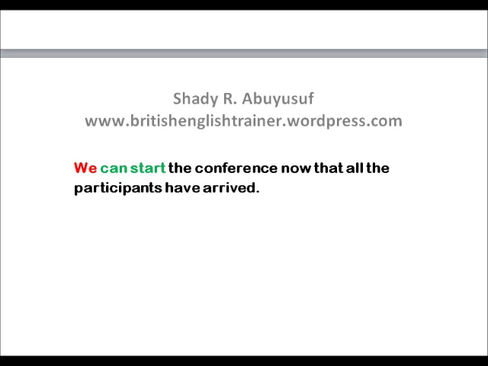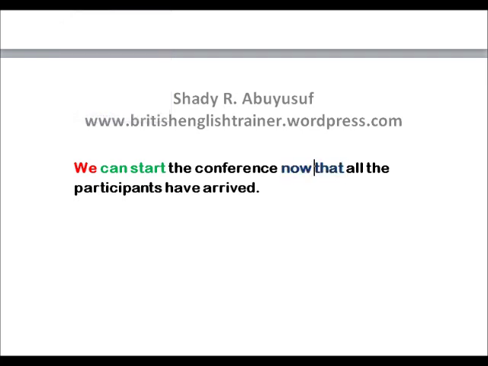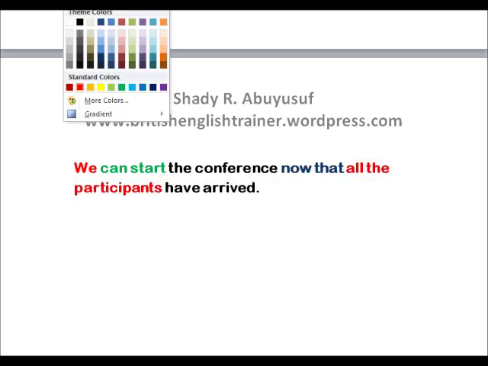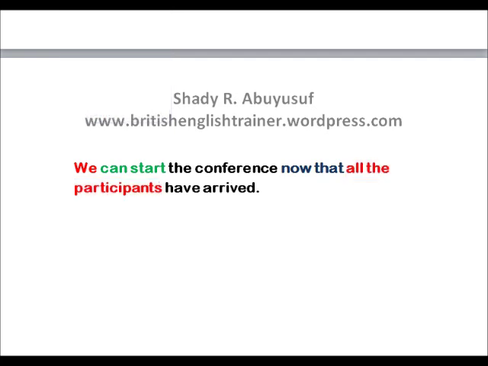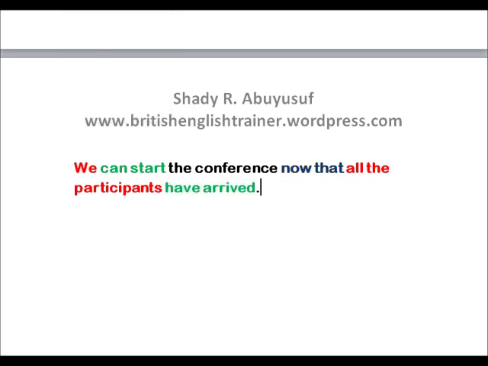Do we have a connector? Yes, "now that" is a connector, and let's give it the color blue. Do we have another subject? Yes, which is "all the participants," and let's give it again the red color. And do we have a verb? Yes, "have arrived" is a verb, and we give it the green color. Now let's have a look at this. We've got subject, verb, and then we have connector, subject, verb, so the sentence is completely correct.